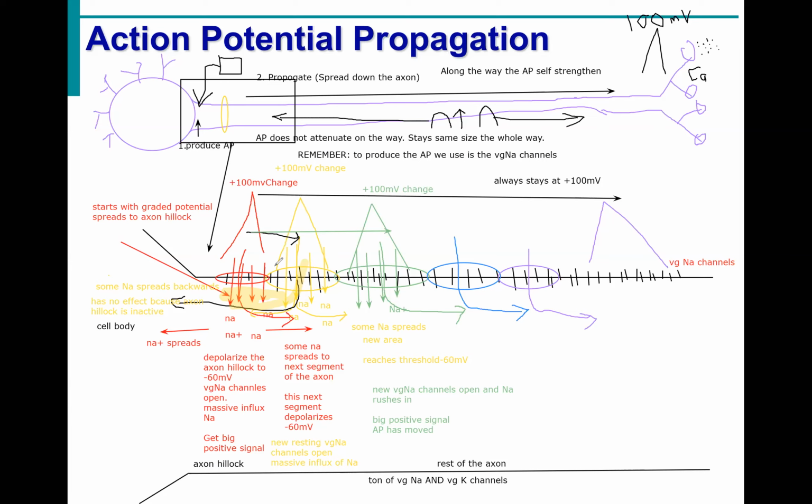Here, under the normal function, the action potential does not travel backwards because of the refractory period. And so because of that, our action potential just travels in one direction.